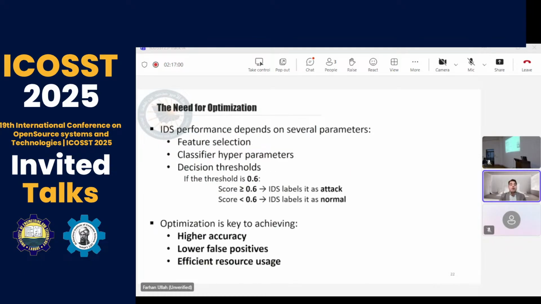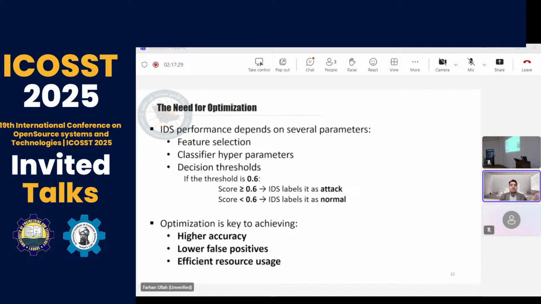Now, why do we need optimization? Because of high accuracy, low false positives, and efficient resource usage. If you are using edge computing, basically in edge computing we have a battery problem, an energy problem. So we have energy resource constraints. So we need to design methods that are lightweight and can easily detect attacks on your edge devices. So we need to do optimization.